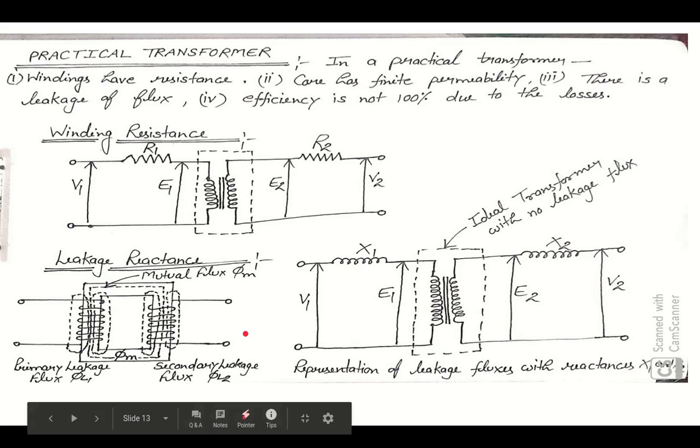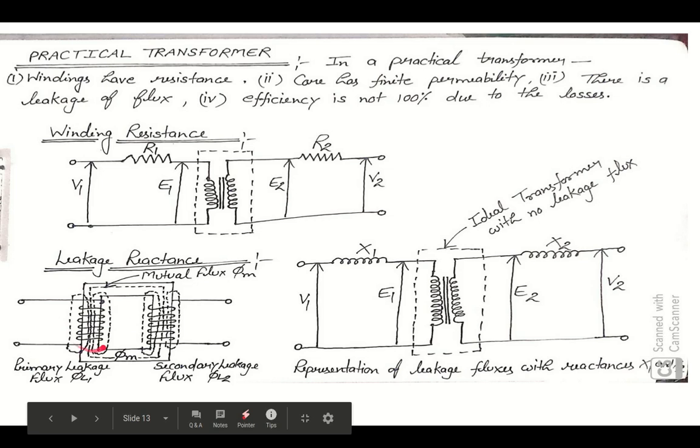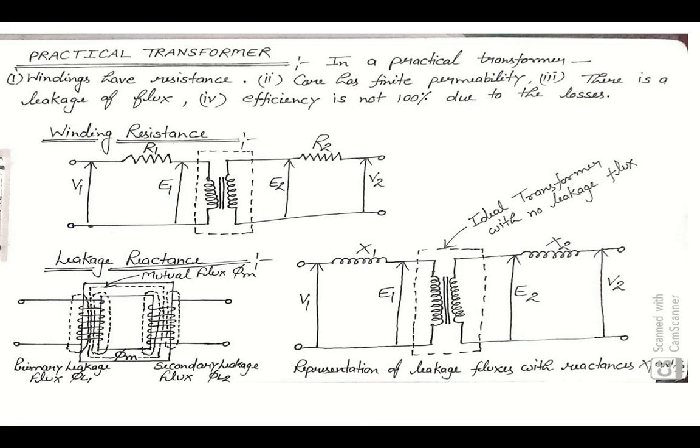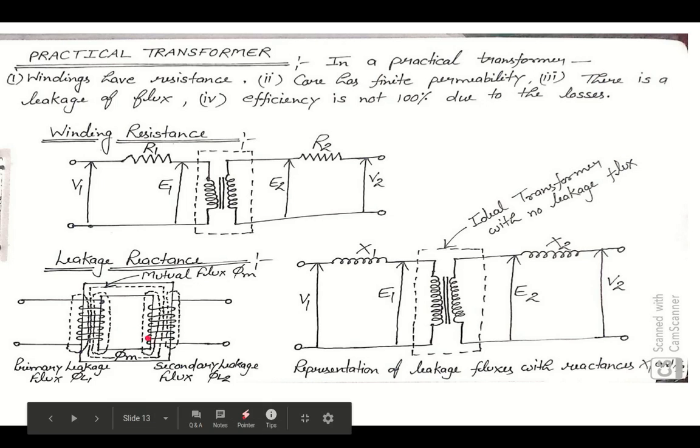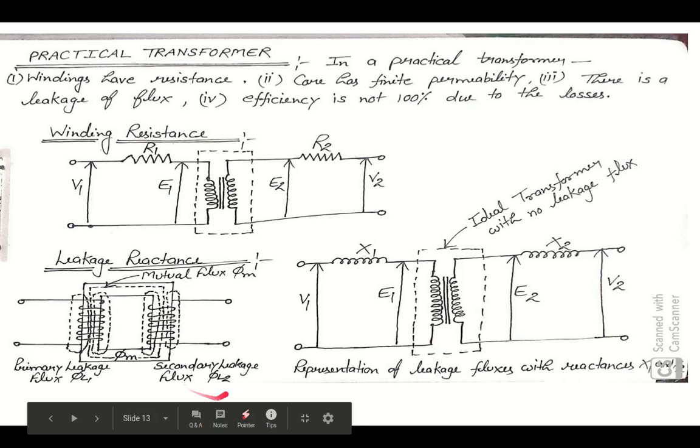You can see here the primary leakage flux phi L1, and similarly the secondary leakage flux phi L2. The flux phi L1 links only the primary turns and induces an EMF EL1 in the primary. Also the secondary current I2 produces a flux which opposes the main flux phi m. Here we have the main flux phi m. A portion of this flux is also diverted to the surrounding medium. This leakage flux is called the secondary leakage flux phi L2.